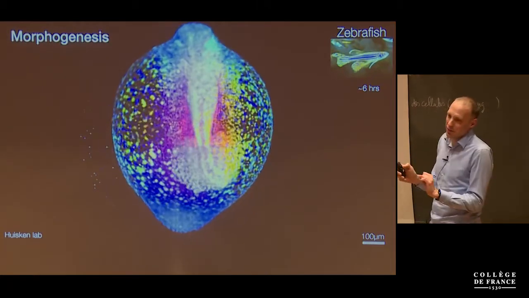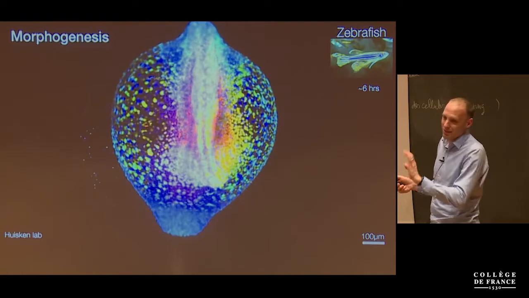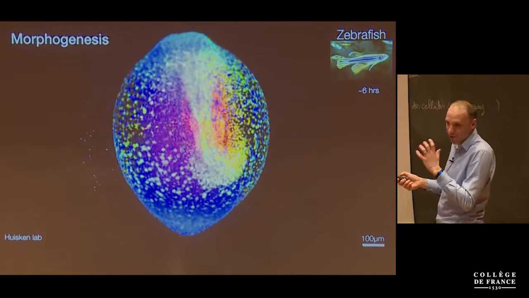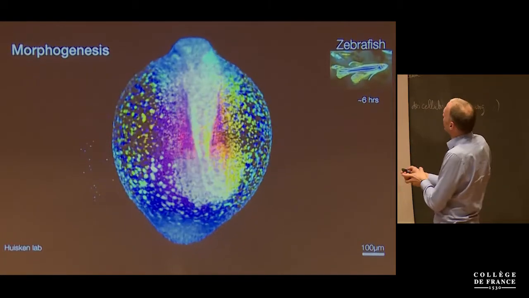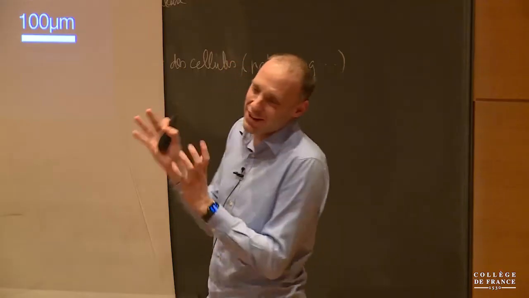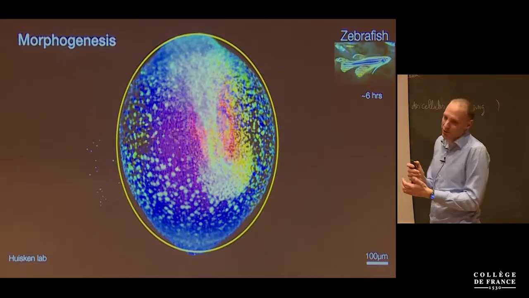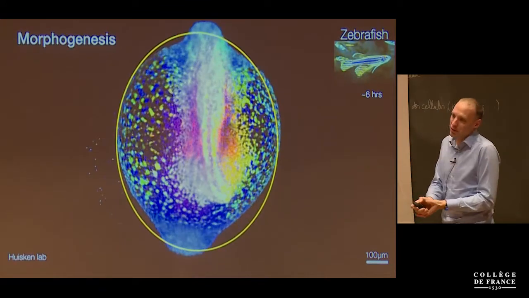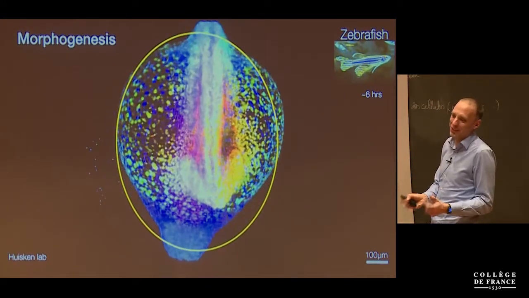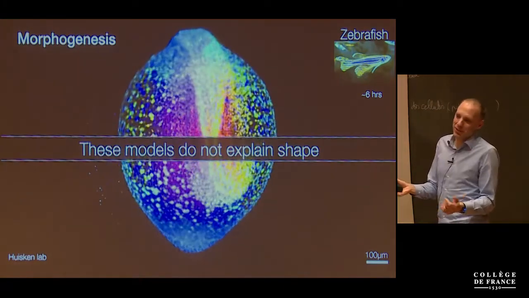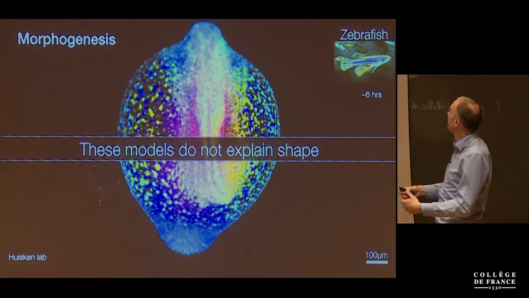And the point I would like to make is that these models that I've introduced on the first two slides don't really capture even the simplest aspects of what we're seeing here. The first thing that I see when I watch the movie is that this object, this early zebrafish embryo, turns from round to non-round. So of course these models that I've introduced on the couple of slides don't explain shape.